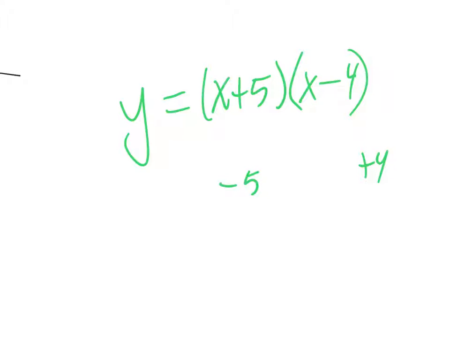Well, to do that, I average them. So I add them together. What do I get when I add negative 5 and 4 together? Negative 1. But then I divide by 2. And what's that? Negative 1/2. So the line that runs right down the middle of these two would be x equals negative 1/2.